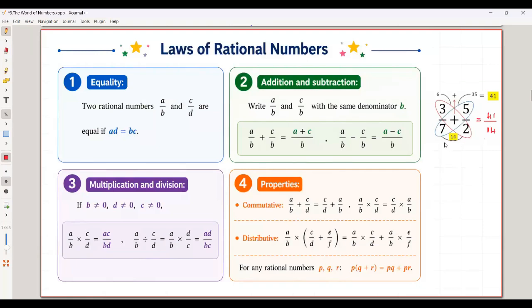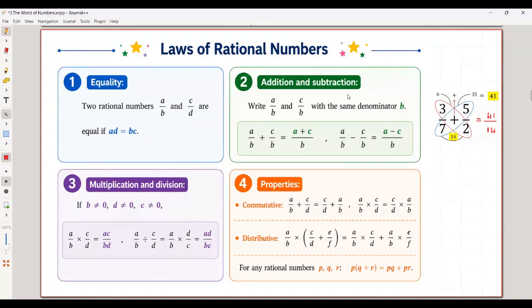Okay, this will be easy. Or if you want to go with the LCM method, you have to find out the LCM, make the denominator same. After making this denominator same, we can go with this. Right, so now third one, multiplication and division.